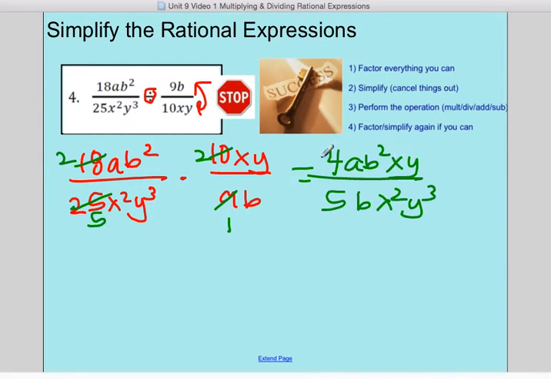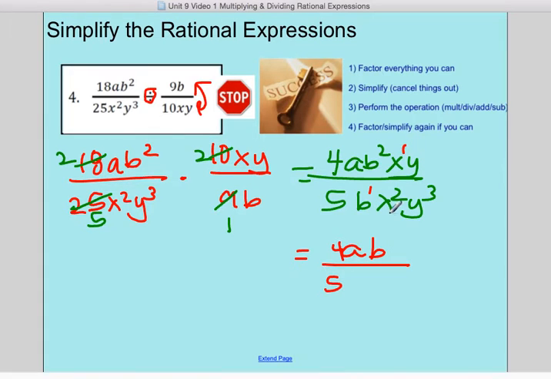Okay, I just double check. 5 over 4 is reduced all the way, so I will have still 5 over 4. The a, there's no other a, so I'm just going to have an a in the numerator. B squared and b to the first, so it's going to be in the numerator. 2 minus 1 is 1, so b.